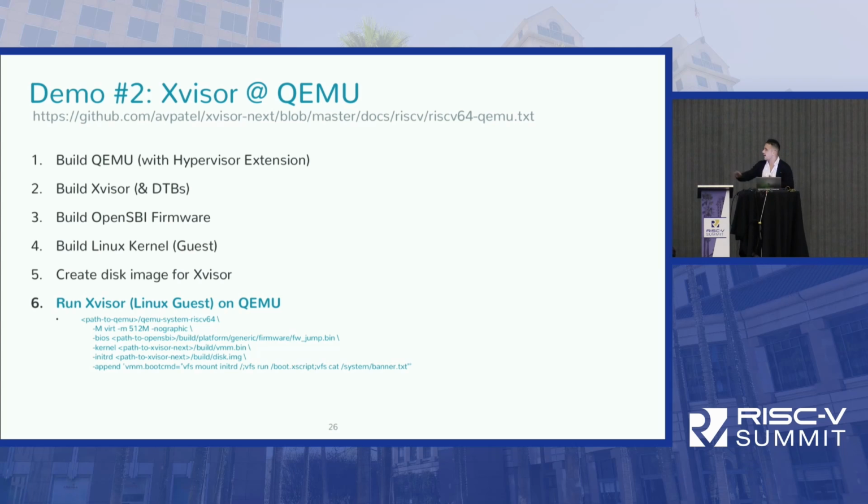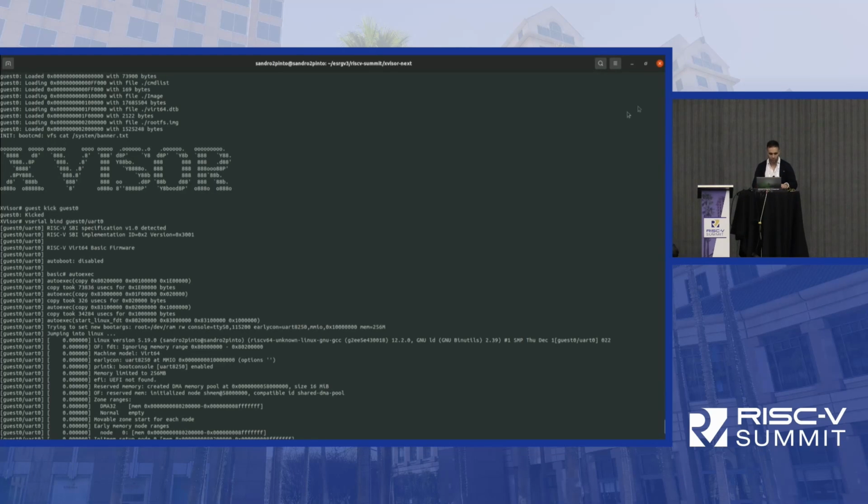So once again, I have compiled everything because we didn't have time to go through the compilation steps here. So I'm just running the final command, which will launch the hypervisor as a bare metal hypervisor. And then once we have the hypervisor, we will run a Linux guest operating system. And we will have an output similar to this one.